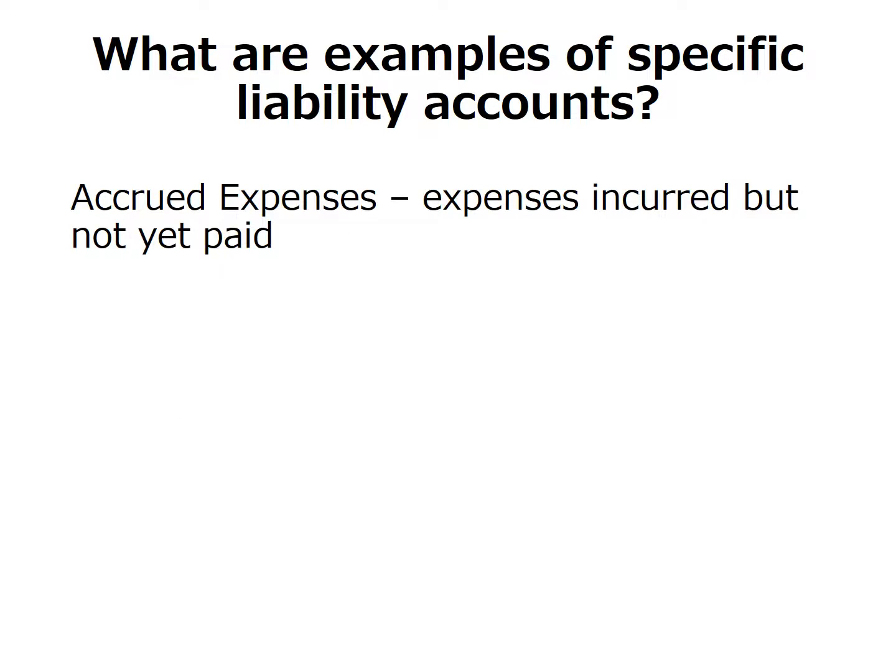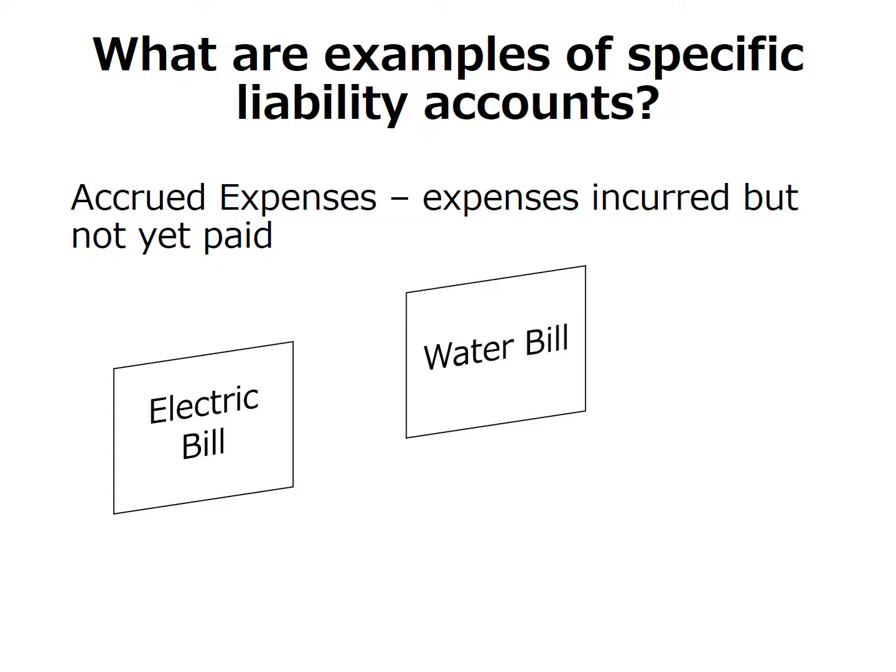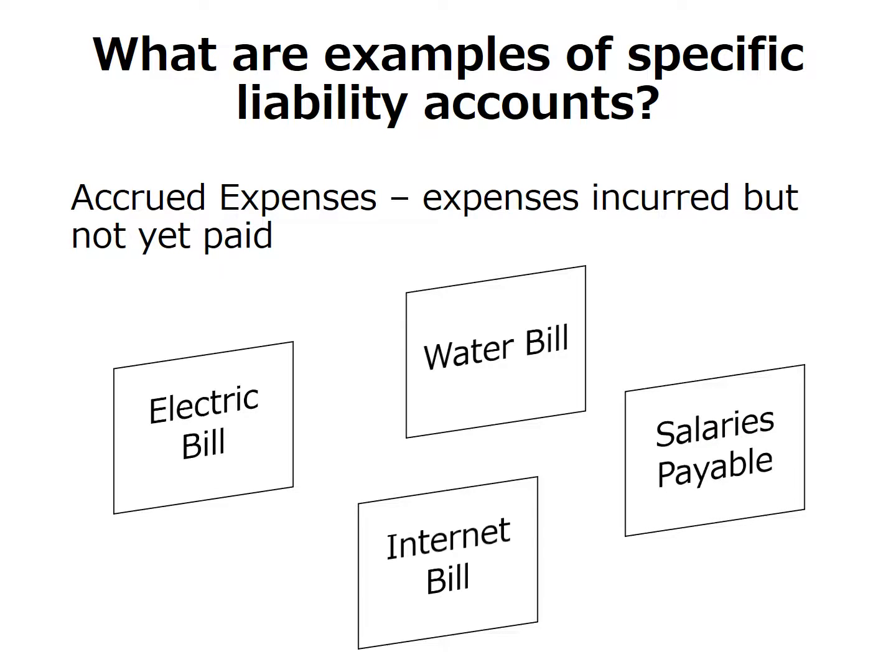Accrued expenses are expenses incurred but not yet paid. When the business receives the bills for electricity, water, or internet for the current month but payable next month, or when the employees have already rendered their service for the month but payday is next month, it should record them as liabilities this month. We call them accrued expenses.